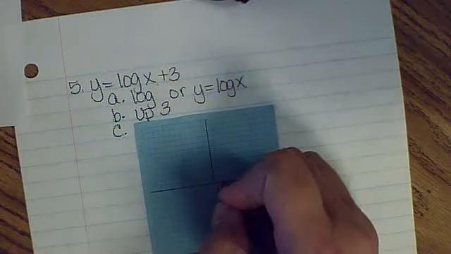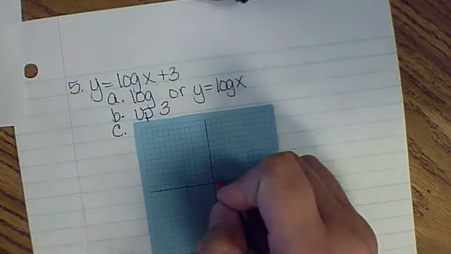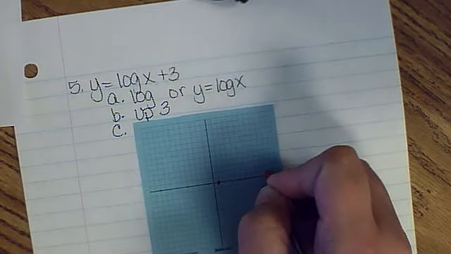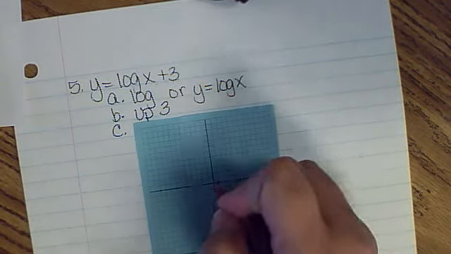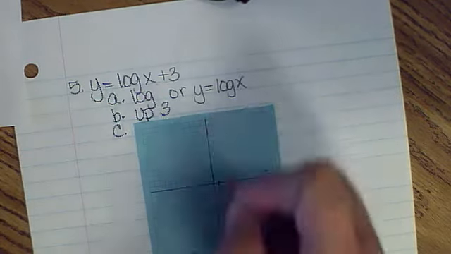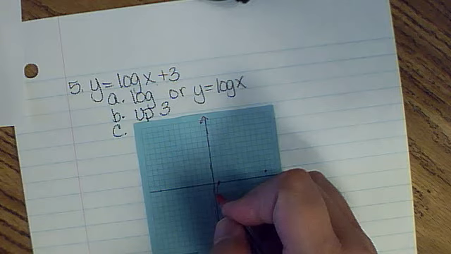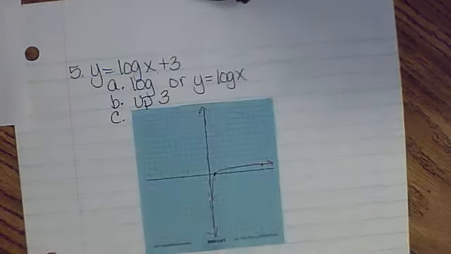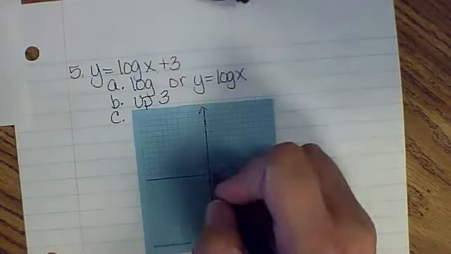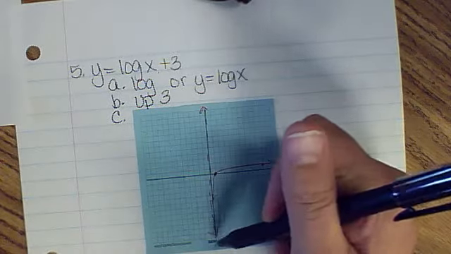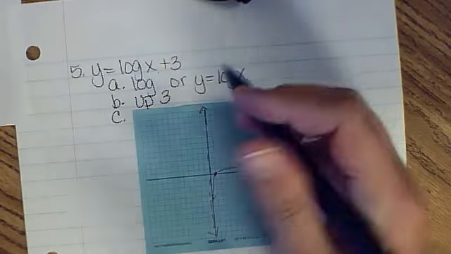So for the logarithmic parent function, we have the points (1, 0) and (10, 1). And we have an asymptote of x equals 0. And now our transformation is to shift it up 3. If I shift this up 3, does our asymptote move? No, because if you shift a vertical line up, it just stays that vertical line.